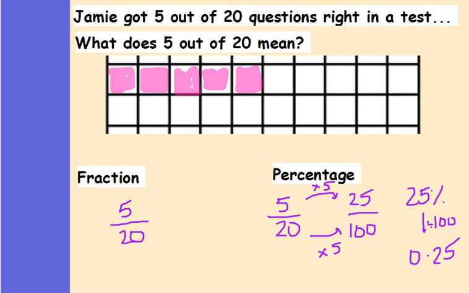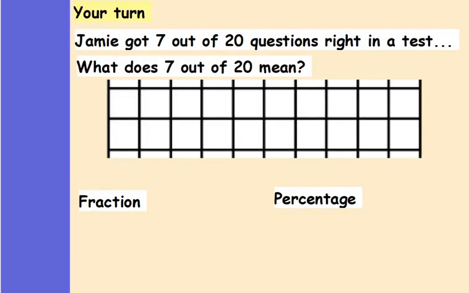Okay, Year 7, your turn. Jamie got 7 out of 20 questions right in a test. What does 7 out of 20 mean? Can you shade it into a diagram in your light blue books for me? Can you write it as a fraction and can you convert it to a percentage? Pause the video for a minute and have a go at that now.